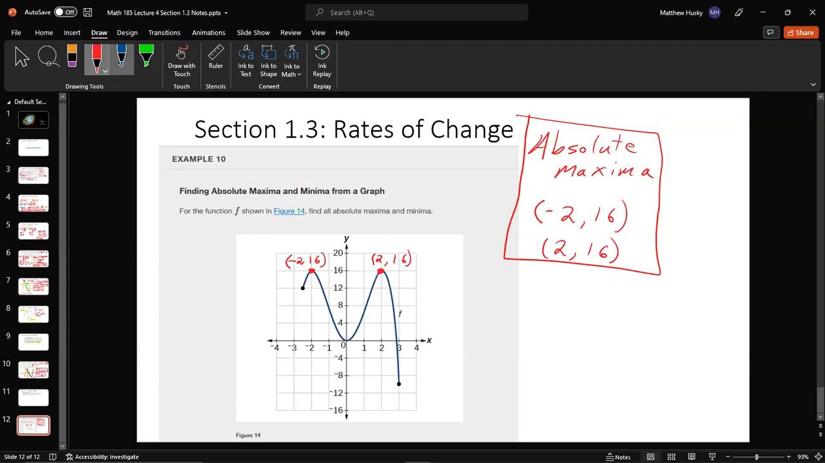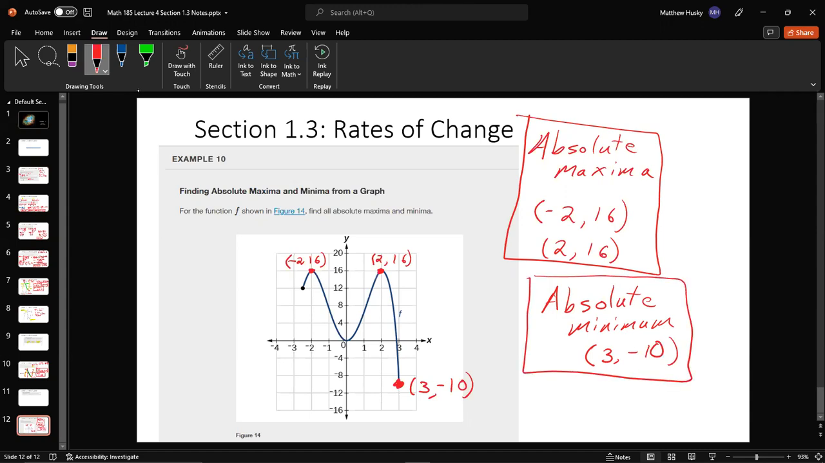All right, now, when it comes to the minima, the thing to notice, this is about halfway between here. So this is going to be the point 3, -10 is where that is. For this particular graph, the absolute minimum is 3, -10, because that is the lowest point, the lowest it ever goes on this graph. There is only one absolute minimum, which is at 3, -10.